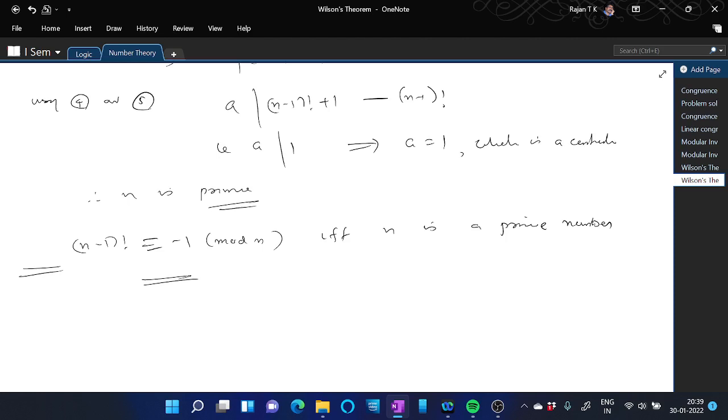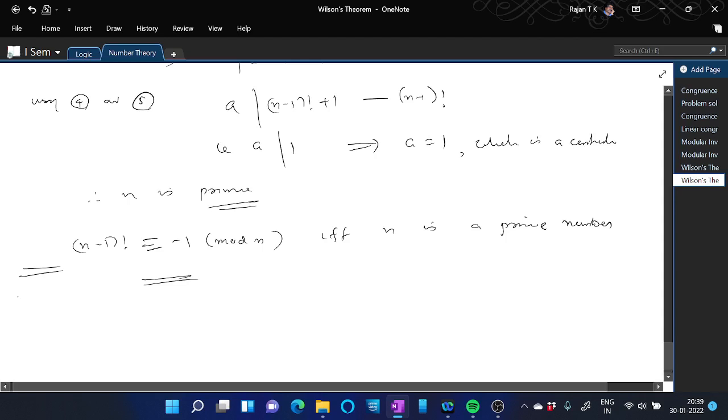Now, let us take some problems from the exercise part. The first problem is, find the self-invertible elements modulo 19. Self-invertible modulo 19.